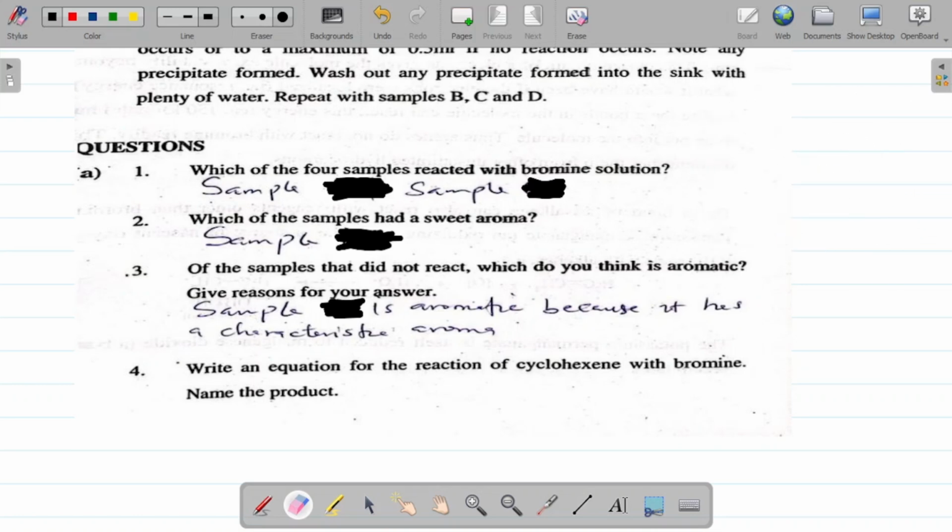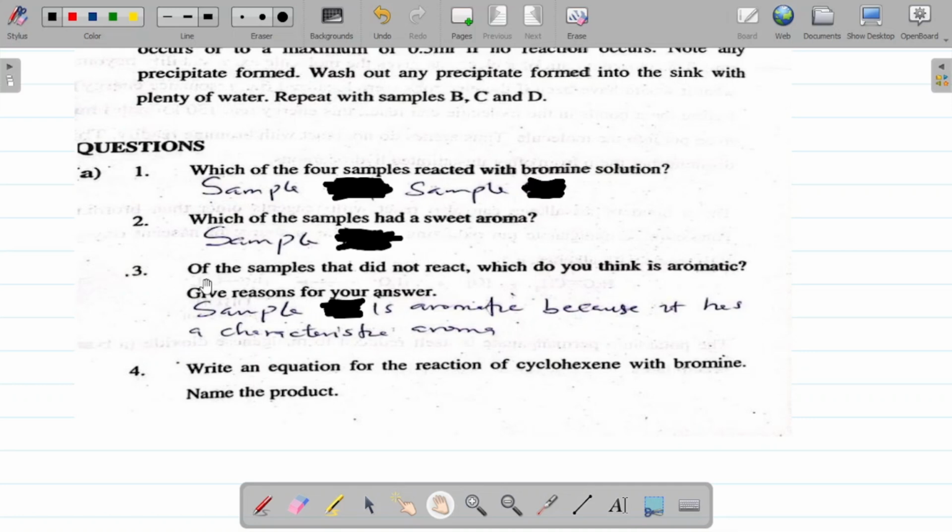Next, number two says, which of the samples had a sweet aroma? Again, this sample will change every year, so I won't give you a definite answer, so that next year someone else does not come here and copy this. From what you did in your group, which of them had this sweet smell when you tried to perceive it? If it was sample A for you, write A. If it was B, write B. If it was C, write C. If it was D, write D. That's how this is done.